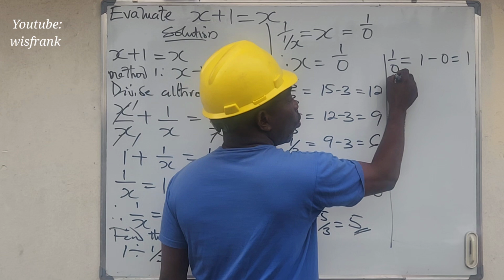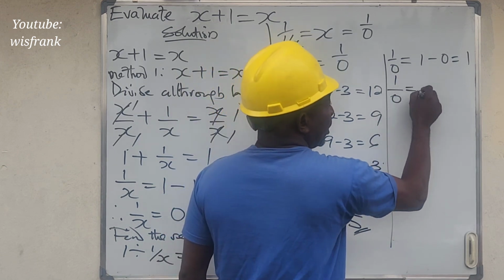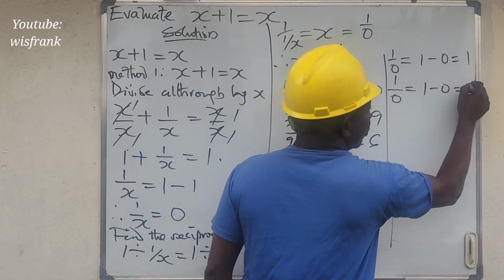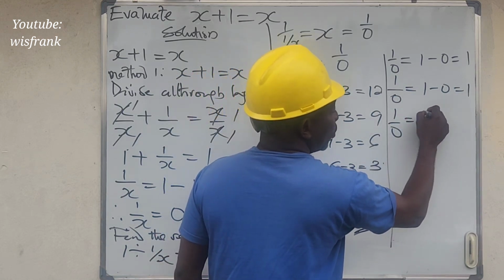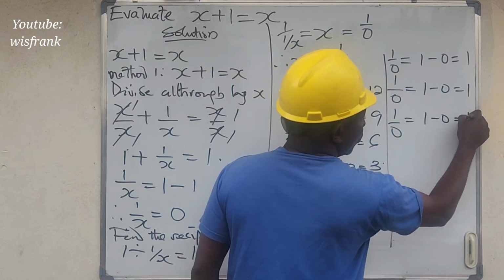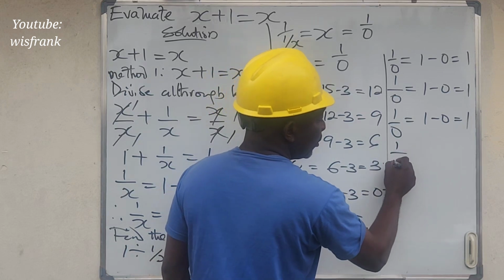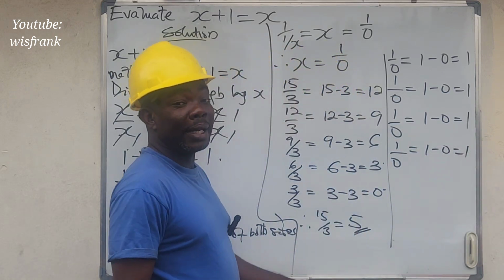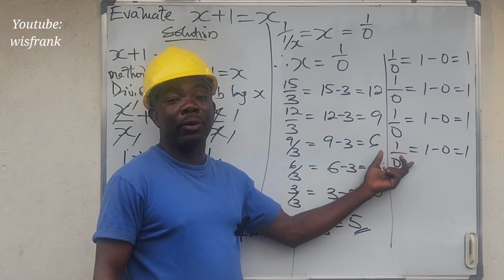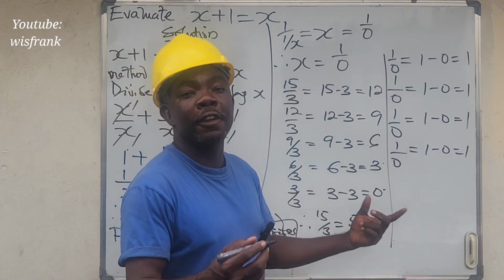So we are now left with 1 all over 0. This is the same thing as 1 minus 0, which is 1. The next one, we still have 1 all over 0, which equals 1 minus 0, which equals 1. So you can see that we can go on and on till infinity.